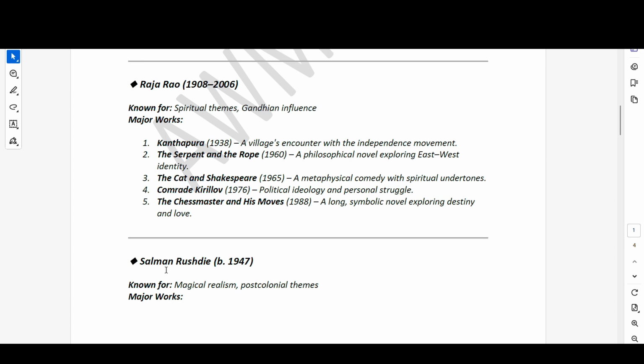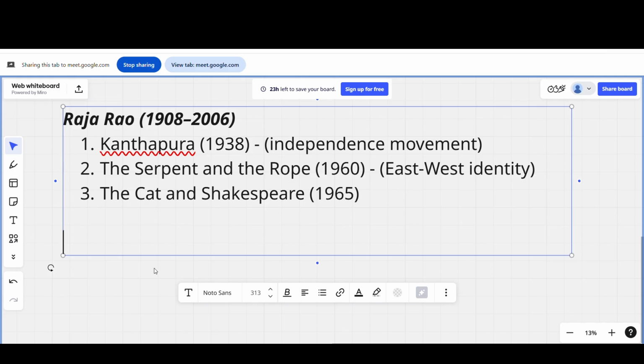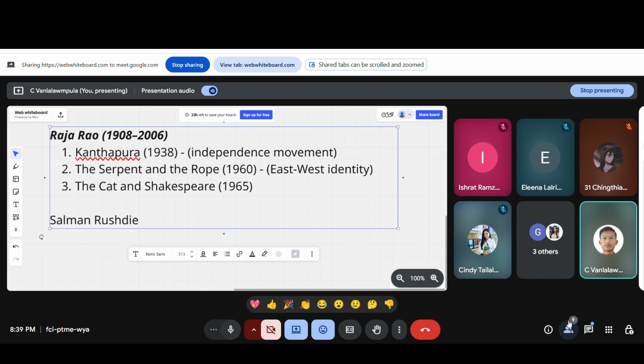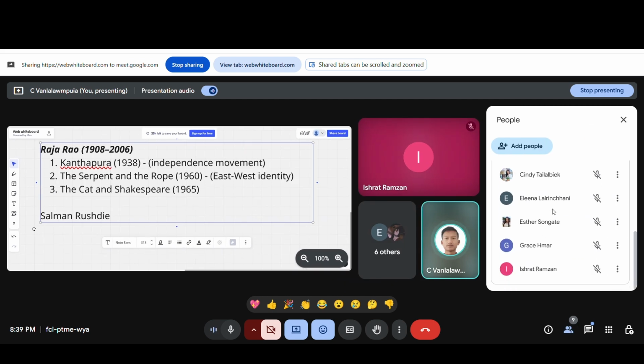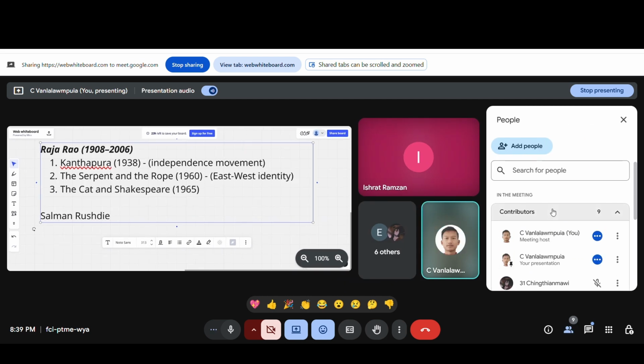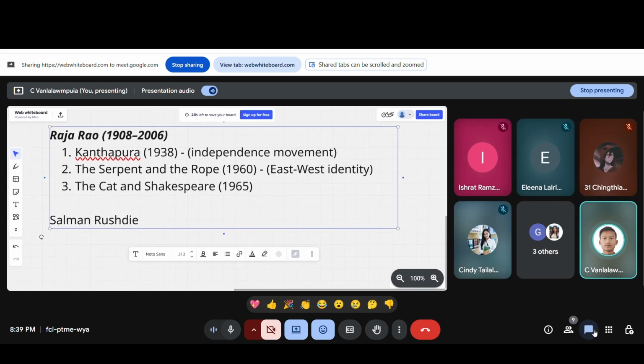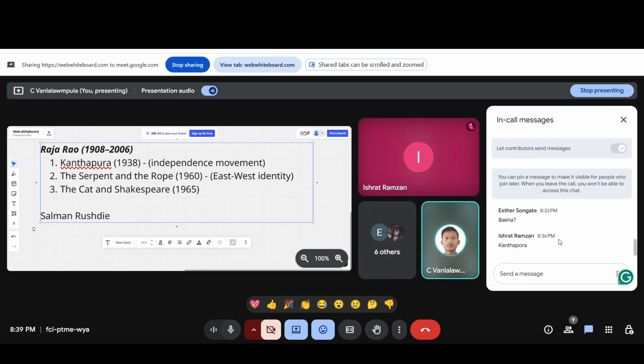Salman Rushdie. Let's go to Salman Rushdie. Does anyone know Salman Rushdie? Miss Isra, do you know Salman Rushdie? No. Name any works you know from Salman Rushdie, or the others can type in the chat. Any works by Salman Rushdie? He's still alive, okay? The guy is still alive.